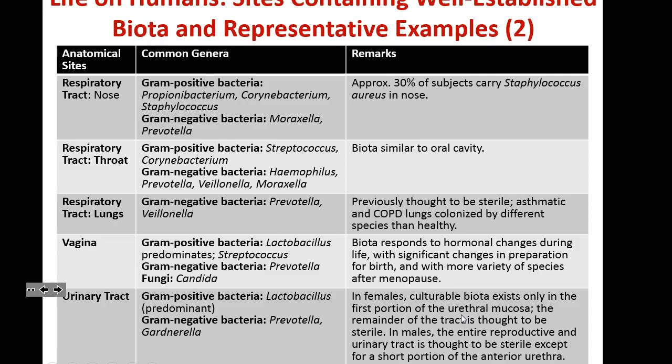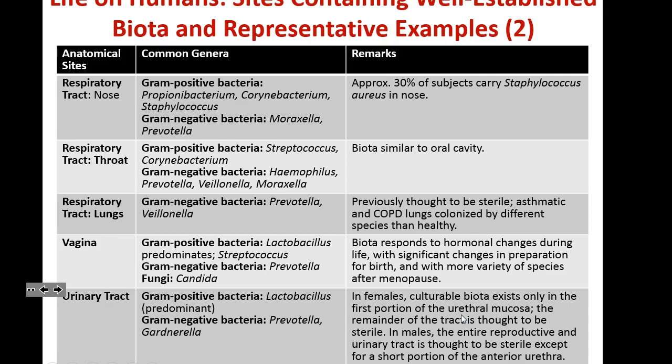We have biota in our nose, the respiratory tract in the nose. We have gram-positive and gram-negative. 30% of subjects carry Staphylococcus aureus in the nose. In the respiratory tract in the throat, we have gram-positive Streptococcus, Corynebacterium. We have gram-negative Haemophilus, Prevotella, Moraxella. And this biota is similar to what's in the oral cavity.